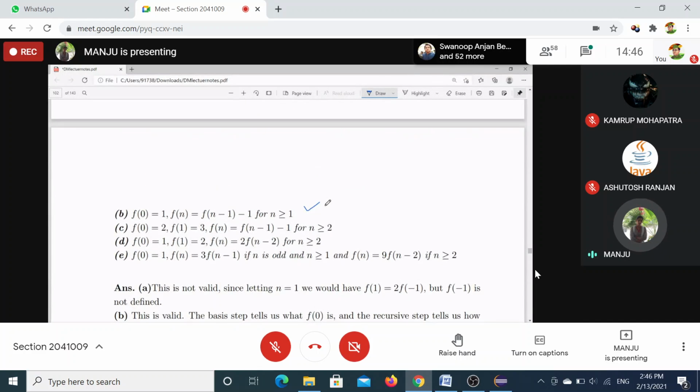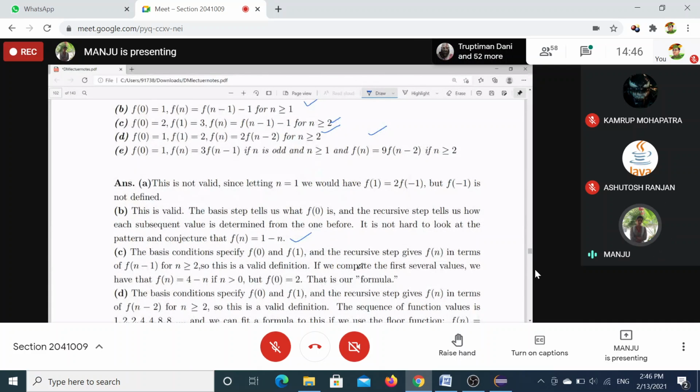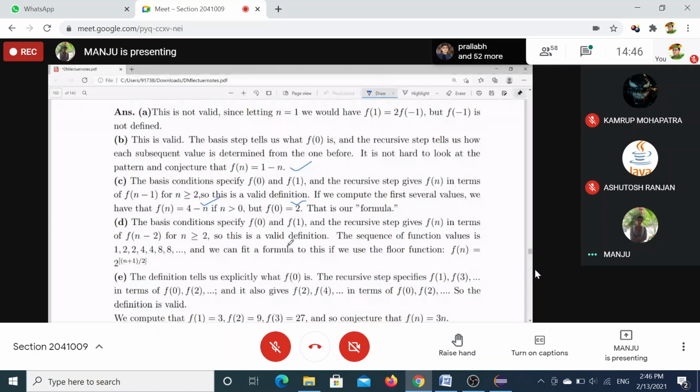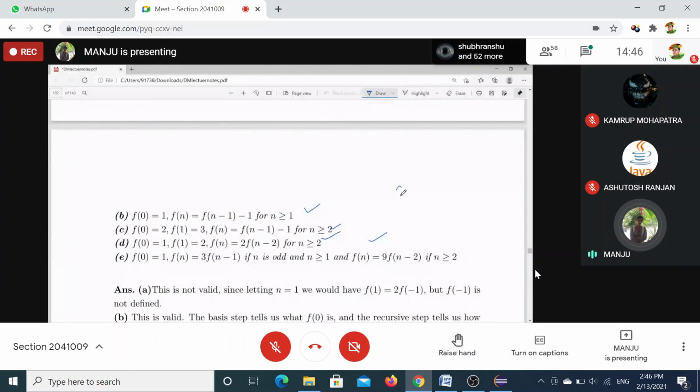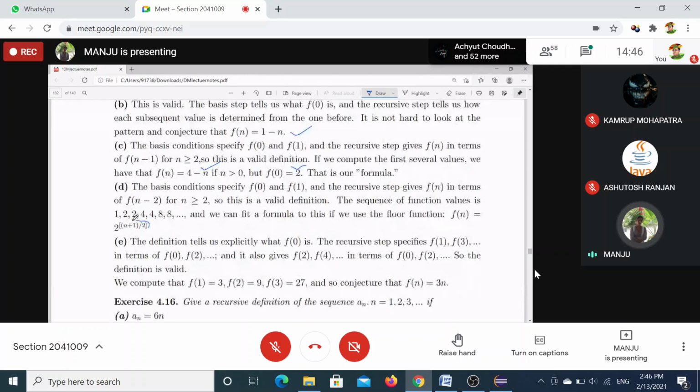And for the others, we are able to write the formulas. For the second one, it was 1 minus n. For the third one, it is 4 minus n for n greater than or equal to 1, and for 0, it is 2. And for this part D, when n is even, you get 2 raised to the power n by 2. When n is odd, it is n by 2 plus n plus 1 by 2. Okay? N is odd. This is the formula. Or in general, it will be the floor function of n plus 1 by 2.